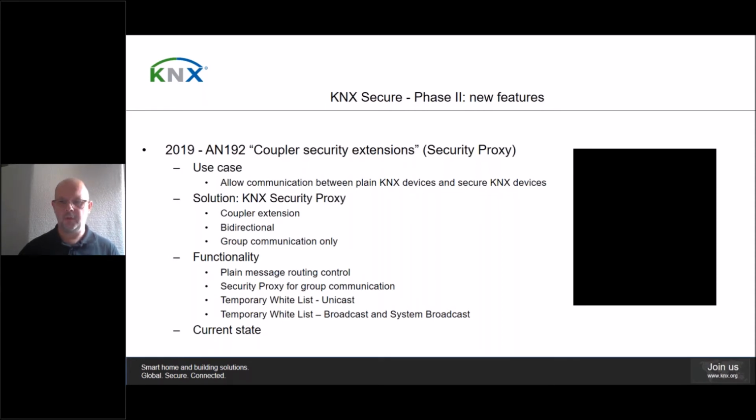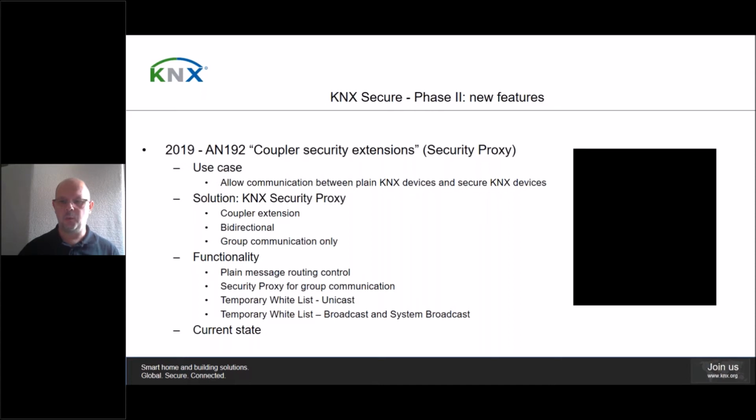Temporary whitelist. If the routing of plain messages is blocked, then ETS can still open a temporary channel through the coupler. For unicast, this is between a sender and one or more communication partners. Unless retriggered, the coupler automatically closes these channels after 60 seconds.